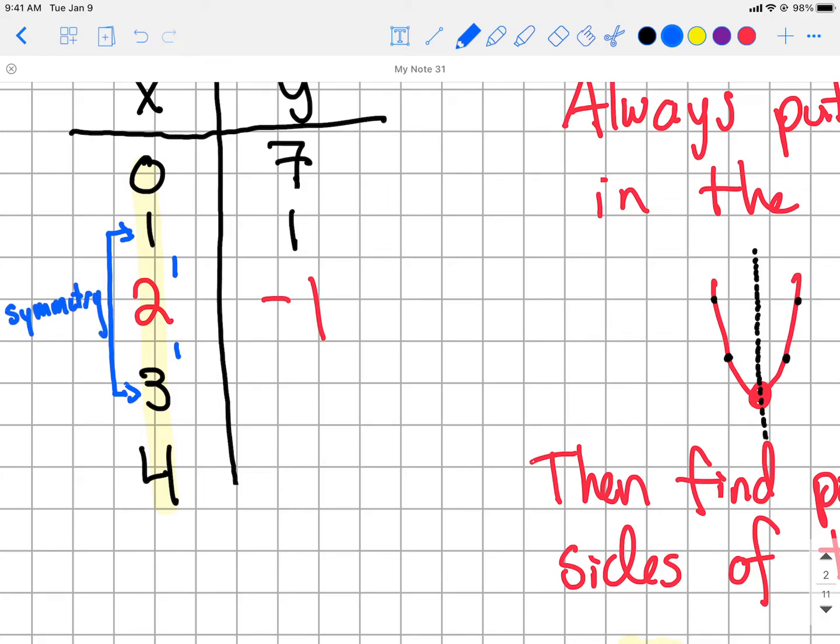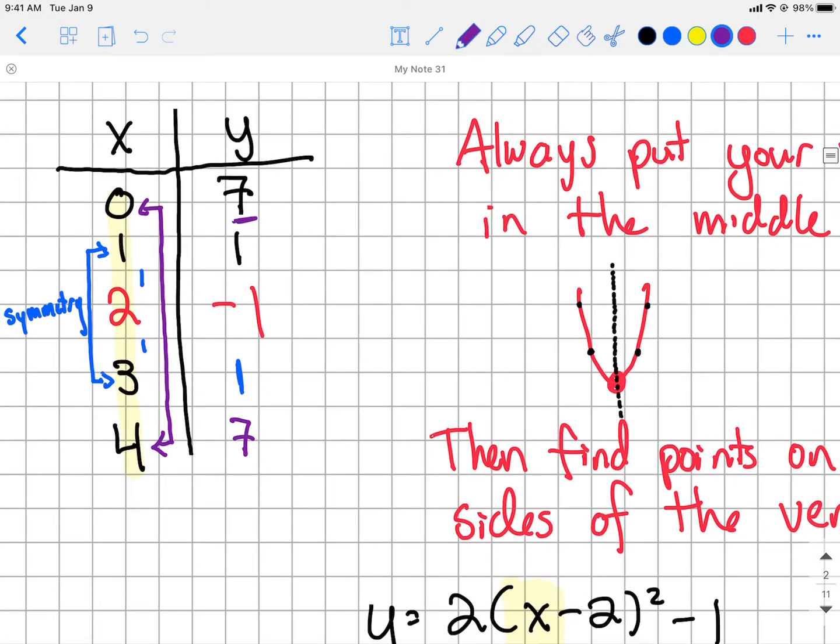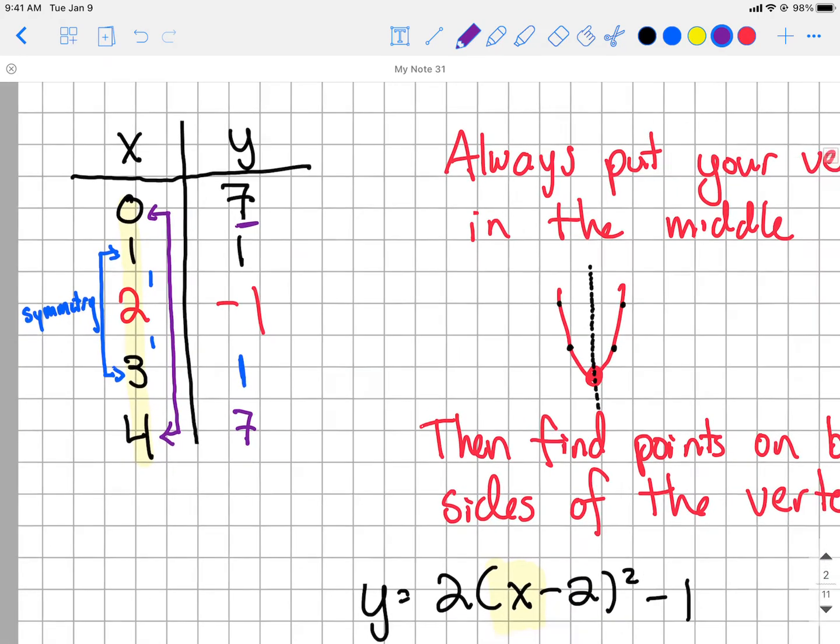So since x is 1, y is 1 is one of our points, when we go down to 3, y is also going to be 1. And we can make the same connection between 0 and 4. So these 2 points are both 2 away from our vertex, right? Our vertex is in the middle. So since this point up at the top here is 7, this one down at the bottom here is also going to have a y value of 7. So we've got our table of values after only finding a couple of points.